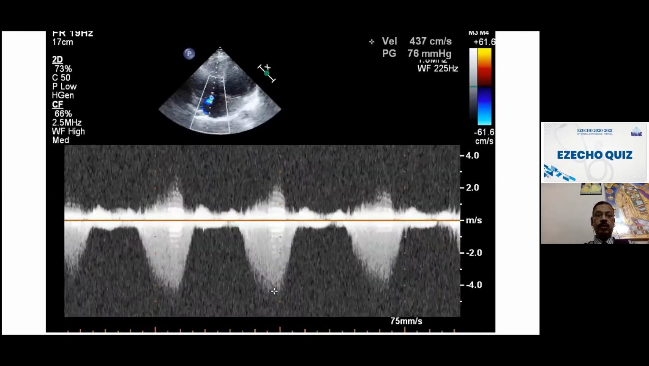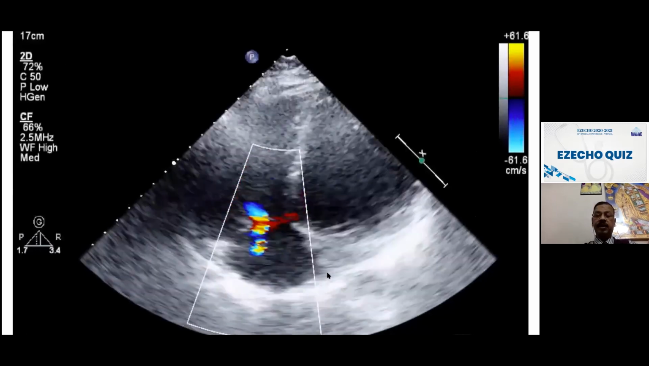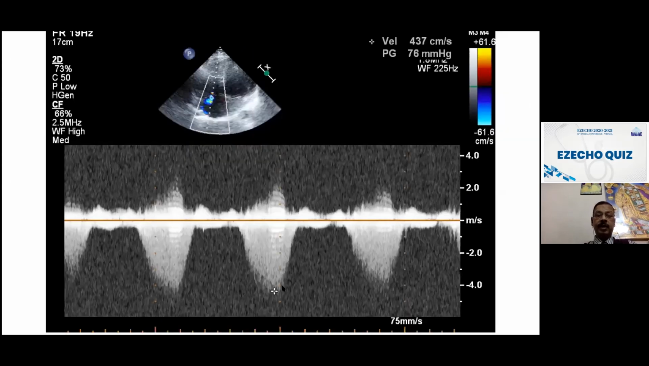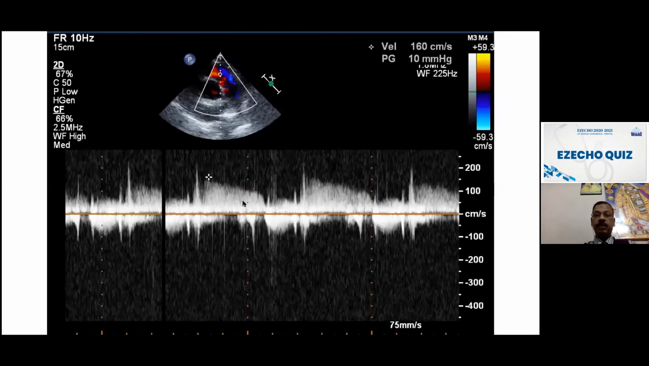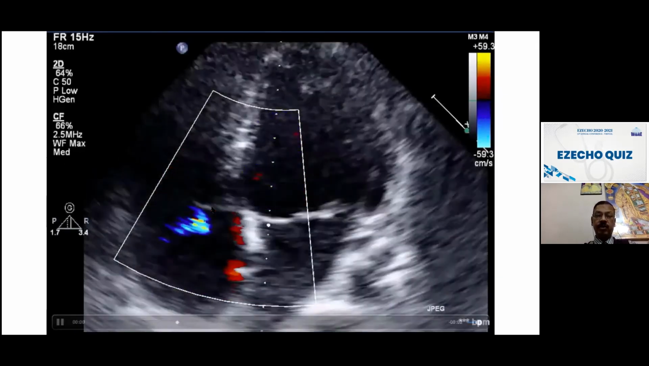Go to the first one. It looks like there is tricuspid regurgitation, and there is a gradient of about 4 meters. But when you go to the pulmonary valve, the mean pressure is normal. So this is not tricuspid regurgitation. This is actually the aortoatrial fistula.